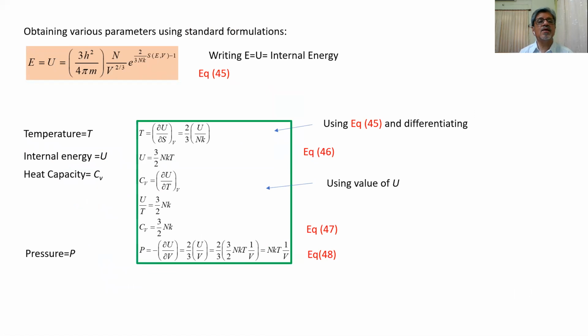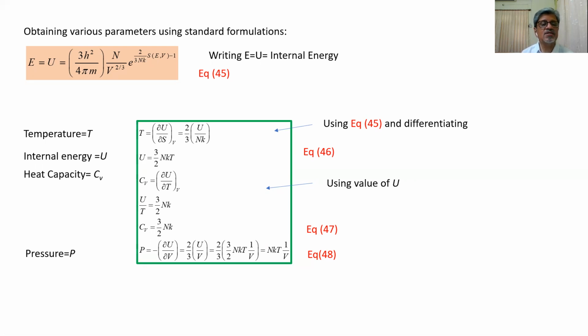Now, obtaining various parameters using standard formulation. So we consider that the energy we have derived is equivalent to internal energy U. So we have represented the same energy as internal energy U, and we call it by equation number 46. Now we know that by using the standard formulations, we can derive other parameters as well. So for the temperature T, T is equal to del U by del S, for the constant volume, so it is 2 by 3 U divided by NK. So just putting the value of U and differentiating.